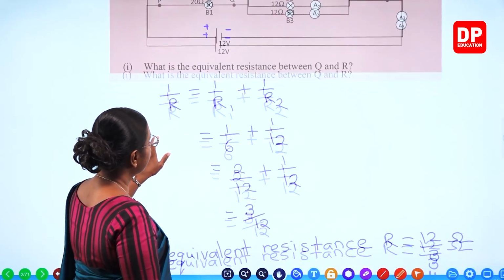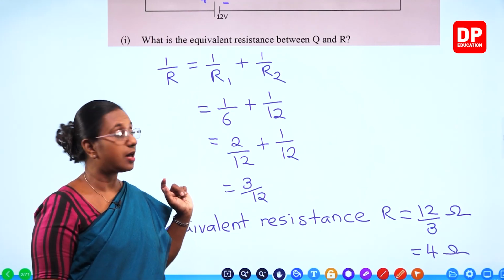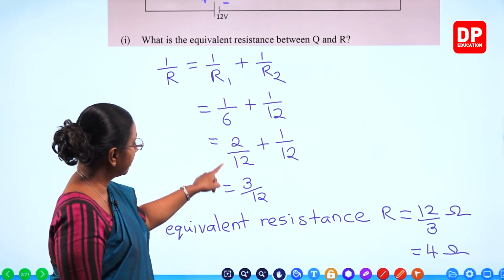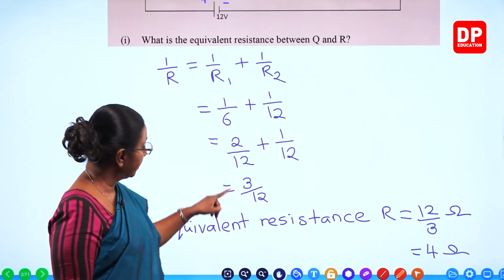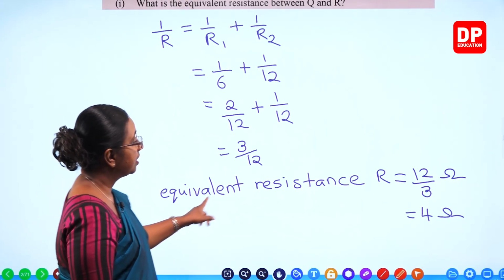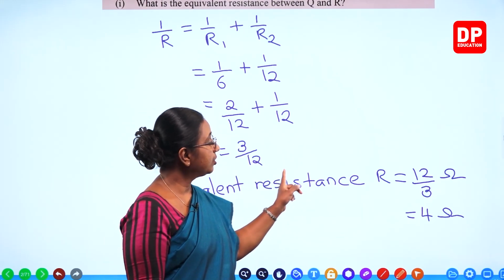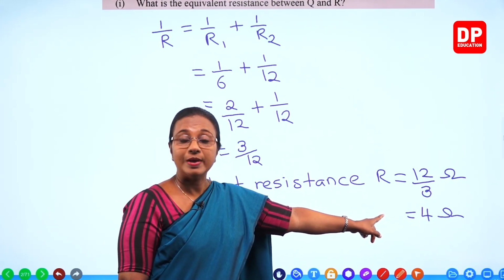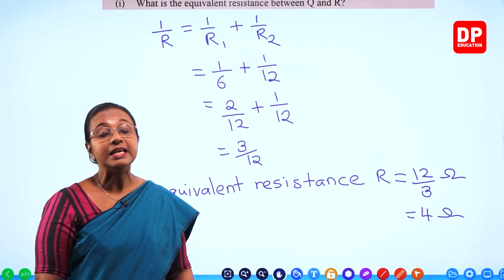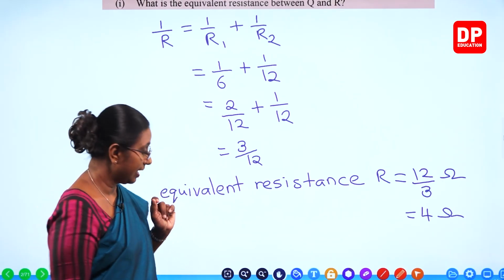So then you need to write the equation 1/R is equal to 1/R1 plus 1/R2. So 1/6 plus 1/12. To simplify, it becomes 2/12 plus 1/12. That is 3/12. Then to find the equivalent resistance, you need to find R. Therefore, you need to take the reciprocal. So 3/12, if you take the reciprocal, you get 12/3. That is equal to 4 ohms. That is the equivalent resistance. Then we will move on to the next question.